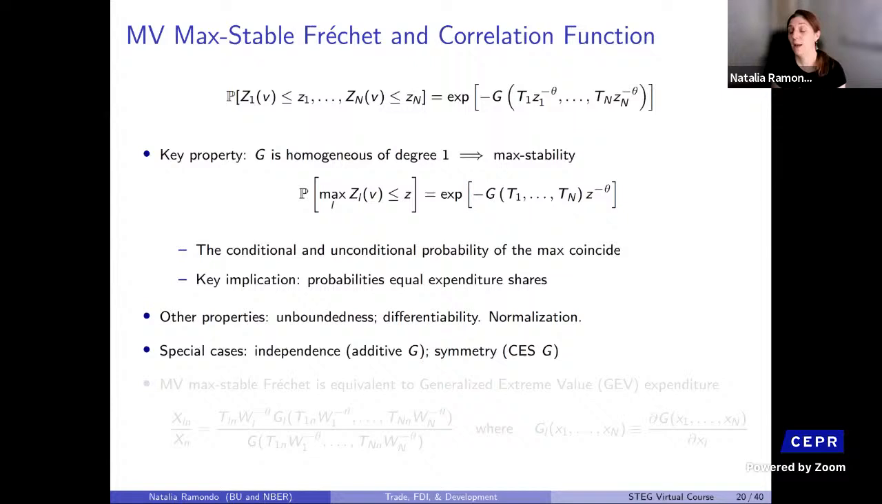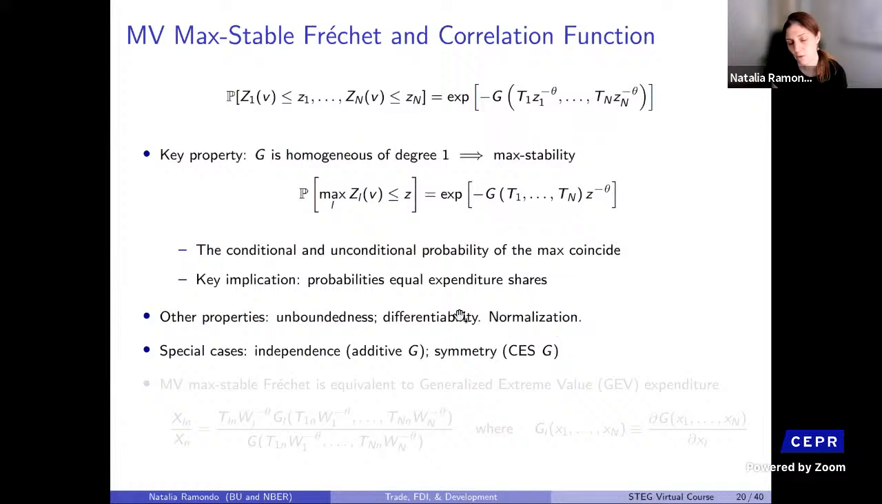And if you go to your lecture on EK, that's crucial. Having this max stability gives you a key implication, which is that the probabilities are equal to expenditure shares. It's thanks to this property, the max stability of Fréchet, that we can do that jump there. You remember that the probability of a country being the lowest-cost source is also the share of goods that they import from that country, and that's the expenditure share. I can talk more in the Q&A about this, but that's why these probability functions are really key for this type of models for aggregation. G needs to have other properties. It has to follow a pattern of differentiability, and I'll tell you in a second why that's important.